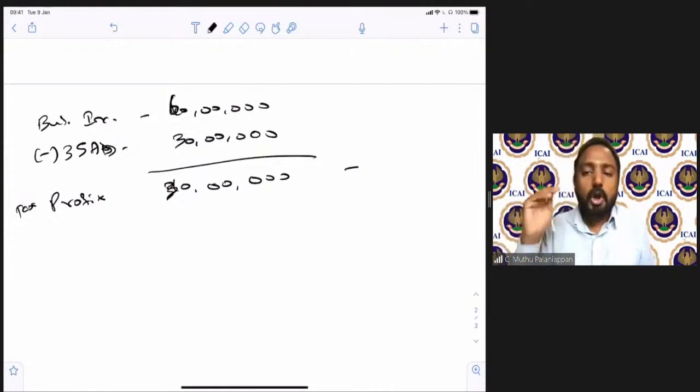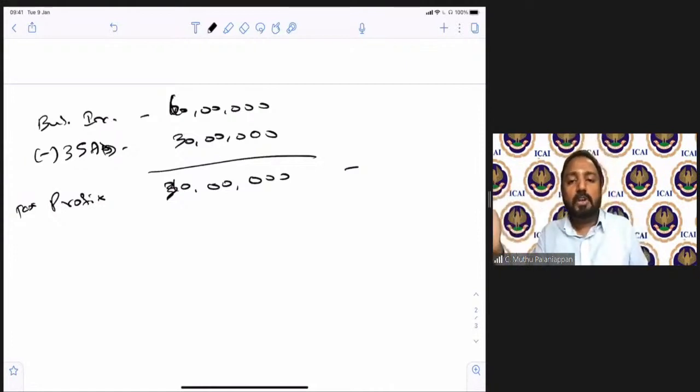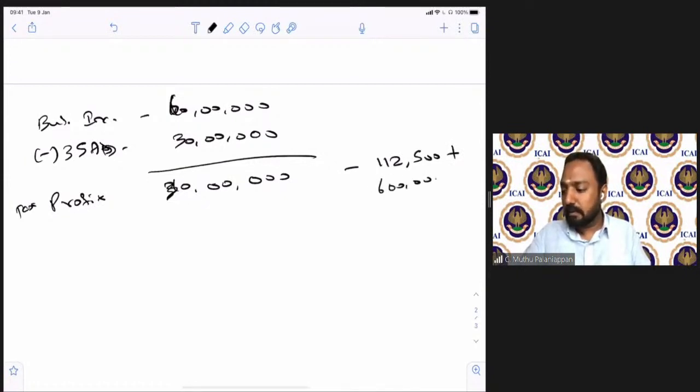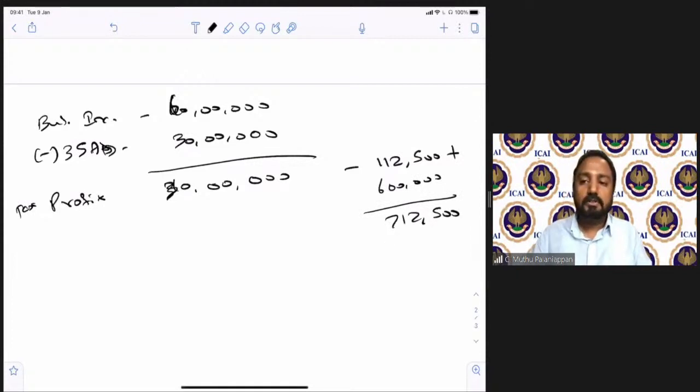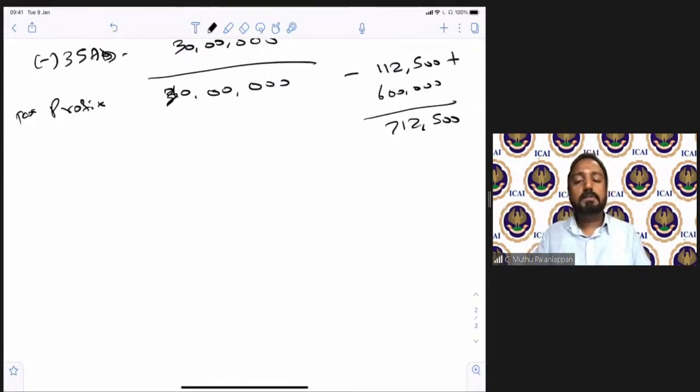So on this 30 lakhs, I pay tax. How much will I pay? It is 1,12,500 for the first 10 lakhs, plus on 20 lakhs I pay 6 lakhs, that is 30%. So my actual tax is 7,12,500. Now I have to calculate adjusted total income.